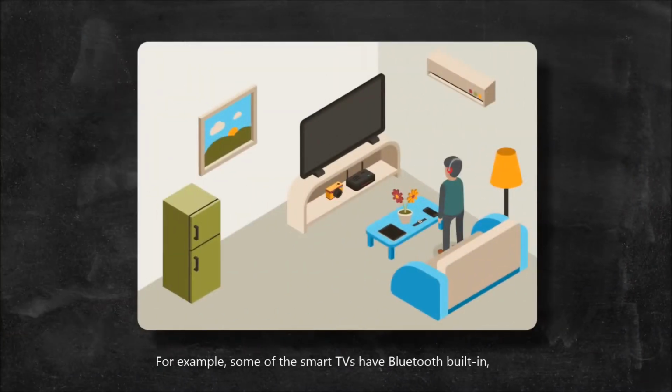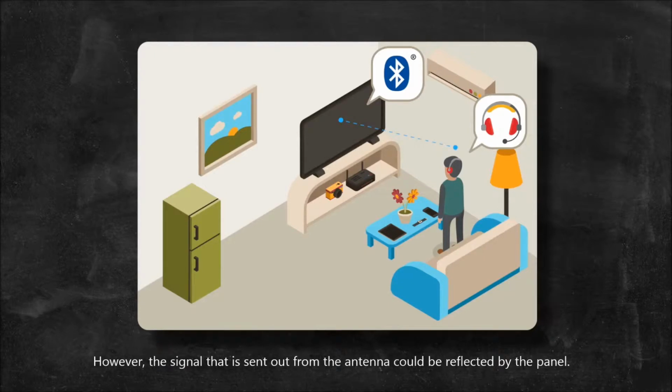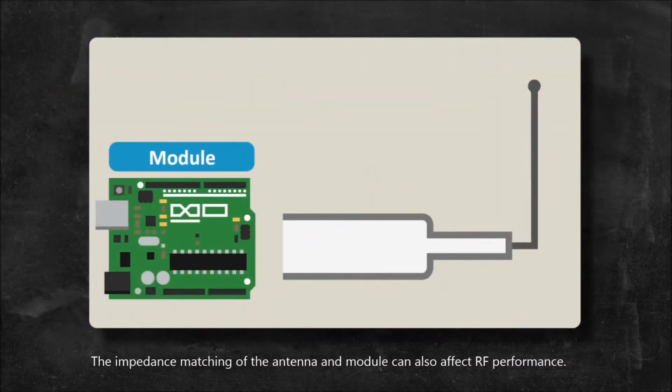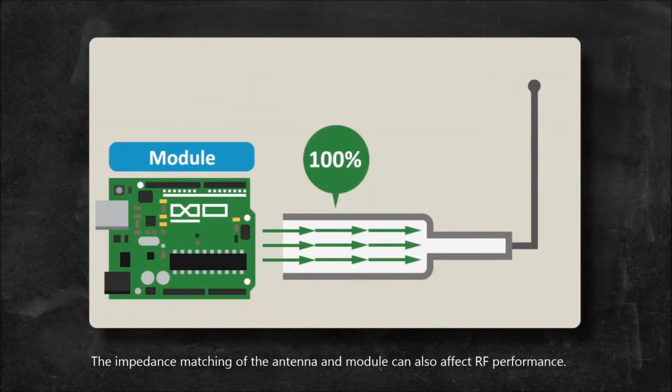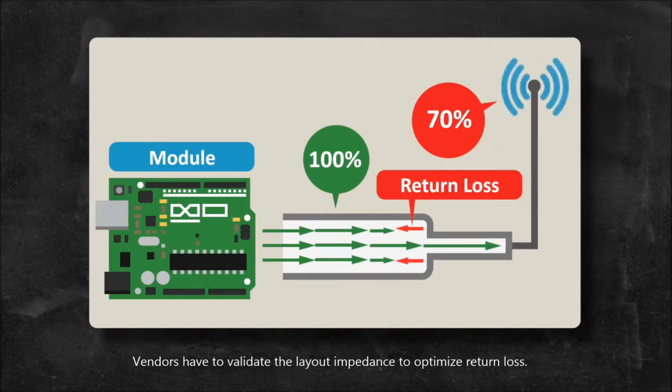For example, some of the smart TVs have Bluetooth built in, which allows users to connect with their wireless headphones. However, the signal that is sent out from the antenna could be reflected by the panel. So, if the antenna is misplaced, the headphone might not be able to receive the Bluetooth signal from the TV. The impedance matching of the antenna and module can also affect RF performance. Vendors have to validate the layout impedance to optimize return loss.